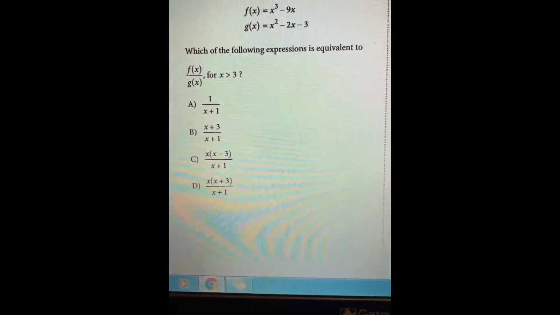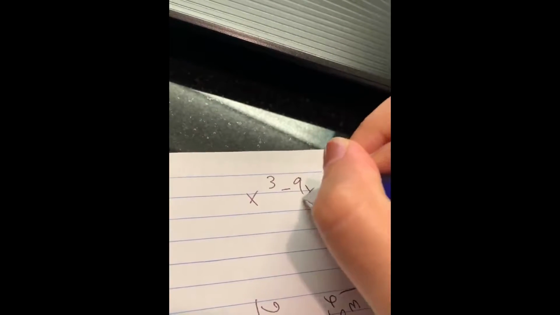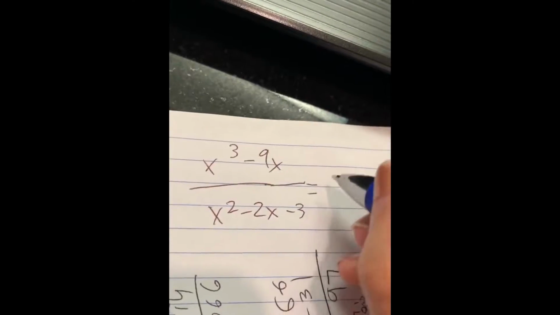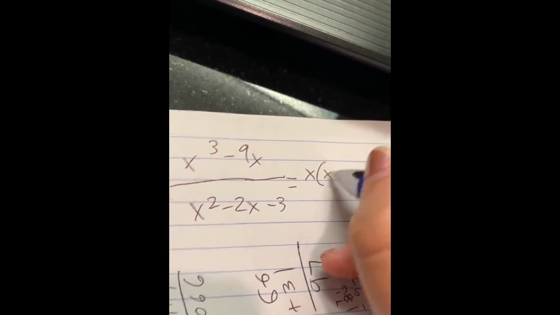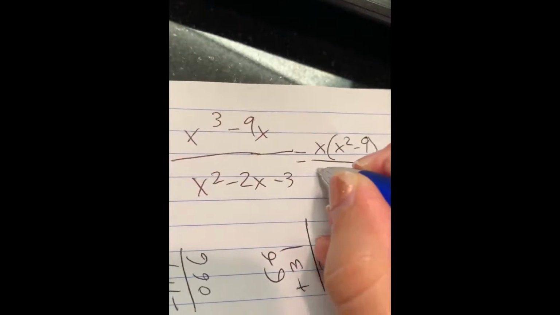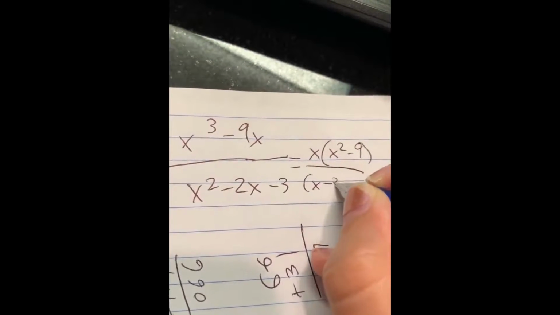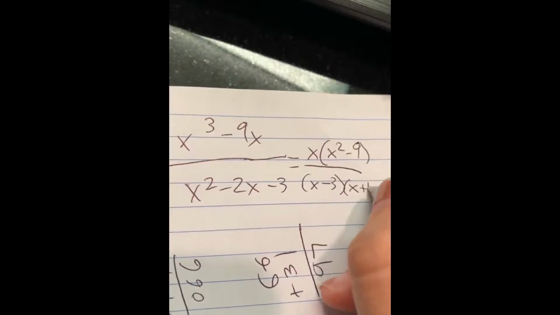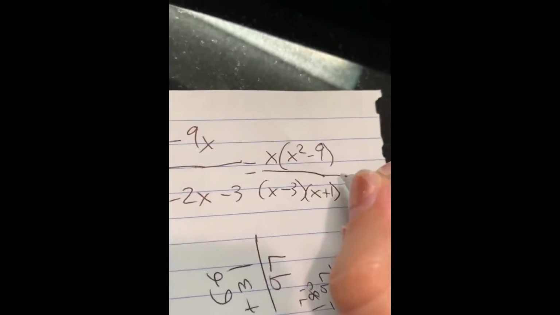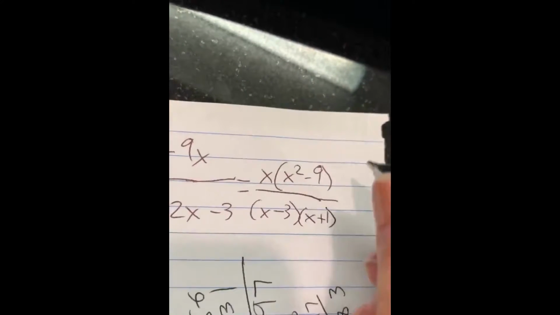So you would do x to the third minus 9x over x squared minus 2x minus 3, right? You're dividing that. And so this is going to equal x times x squared minus 9 over x minus 3 times x plus 1. Also, knowing how to factor quickly like this is really going to help you out a lot.